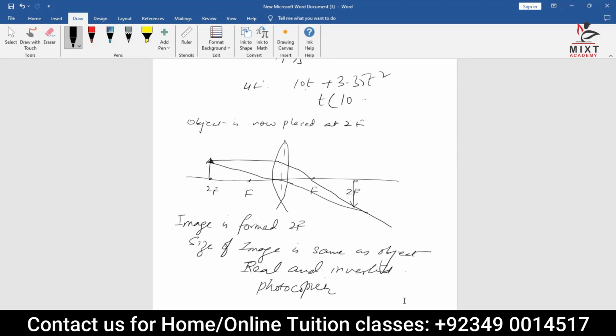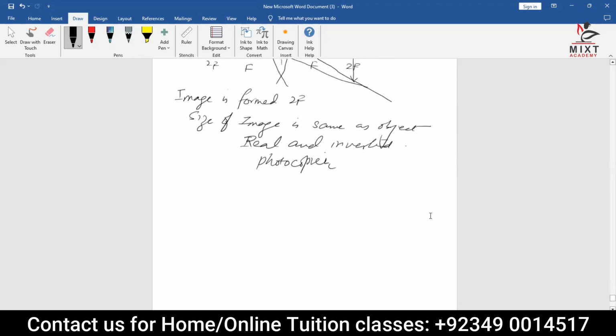So the next case will be that your object will be placed within 2f and f. Where will the image go? Any guesses? When the object was beyond 2f, the image formed between f and 2f. When the object is between f and 2f, where will the image be going? Beyond 2f. So for that reason, let's put this now this way. This is your line. This is your lens.